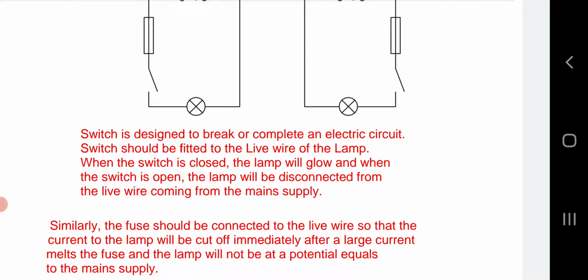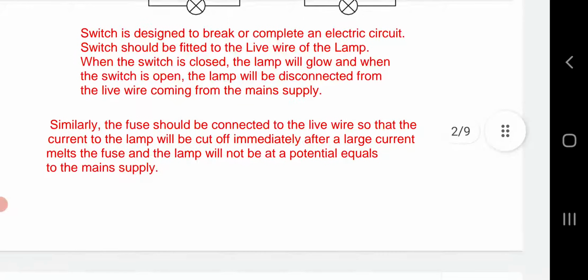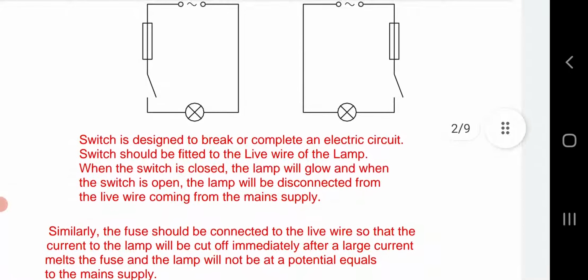Similarly, the fuse should be connected to the live wire so that the current to the lamp will be cut off immediately after a large current melts the fuse, and the lamp will not be at a potential equal to the mains supply. So it is option C.